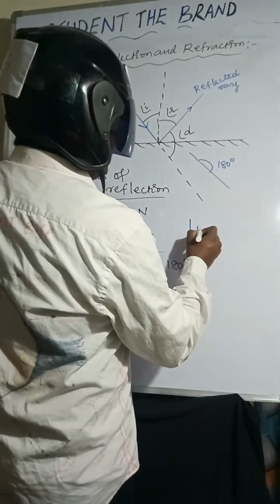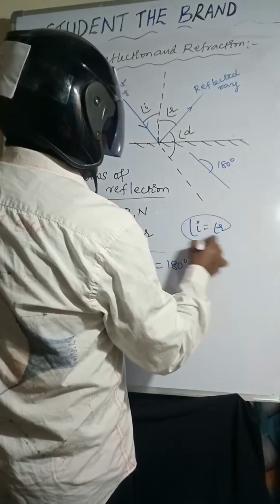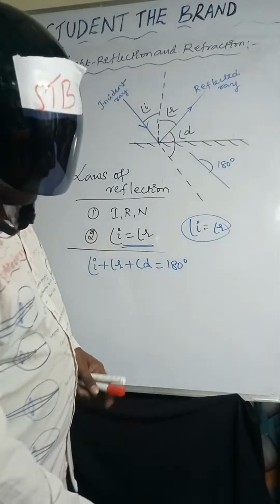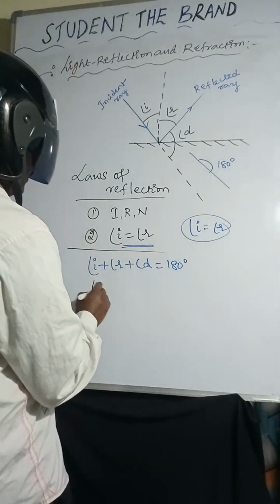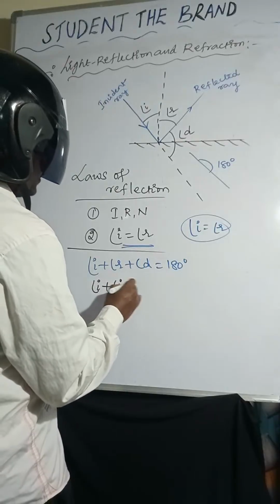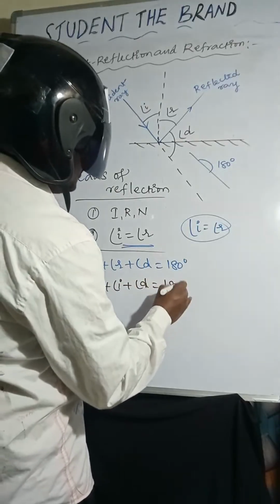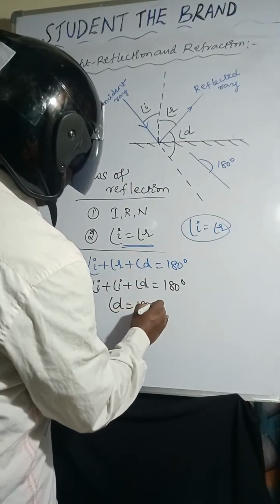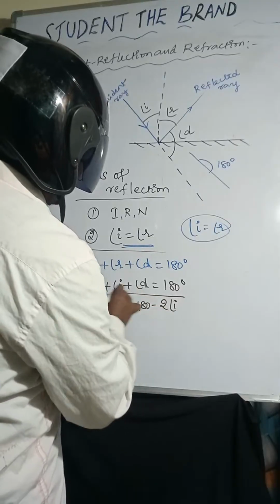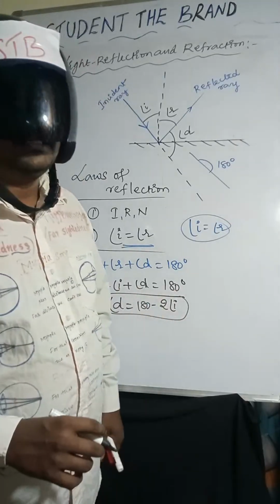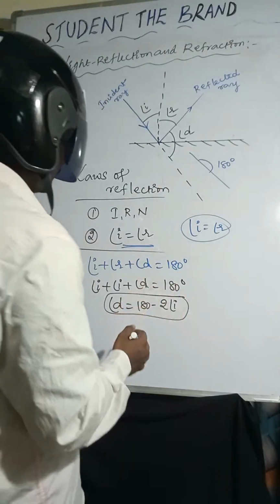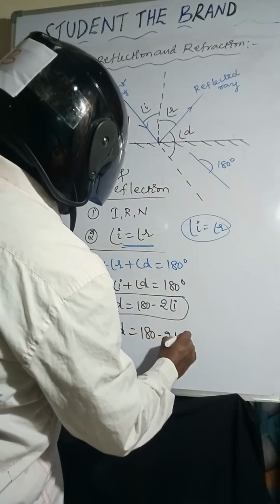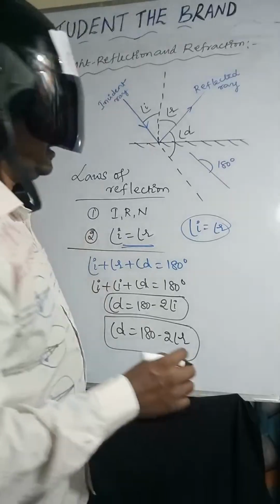So angle of incidence is equal to angle of reflection, right? Already we discussed this from the laws of reflection. So we can write: angle of incidence plus angle of deviation equals 180 degrees. So angle of deviation equals 180 minus 2 times angle of incidence. We can also write angle of deviation equals 180 minus 2 times angle of reflection.